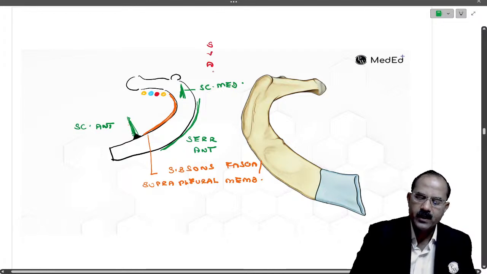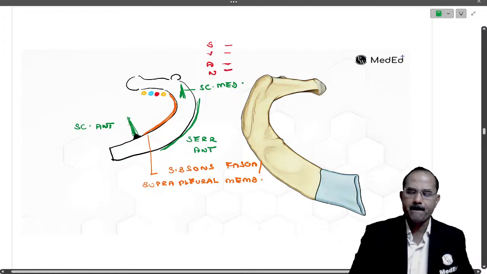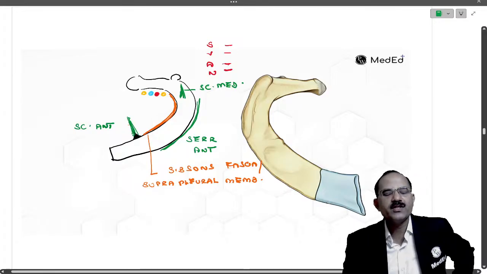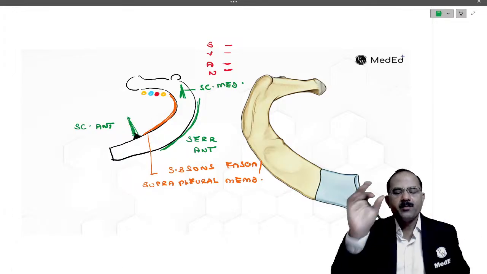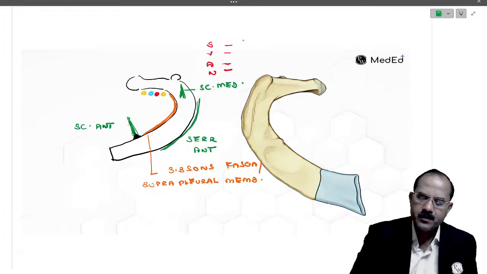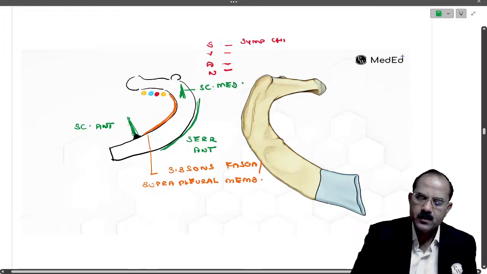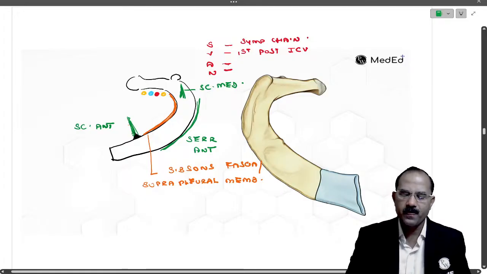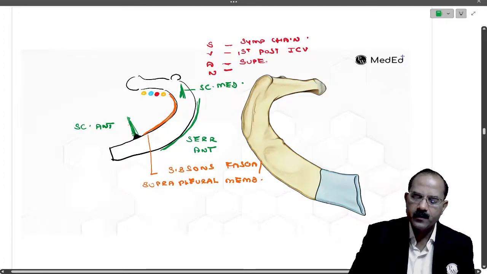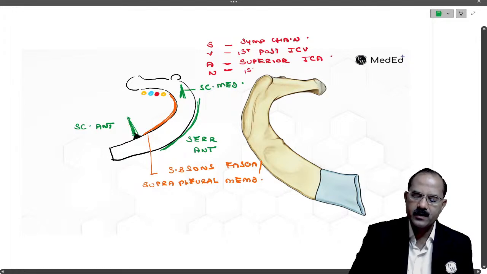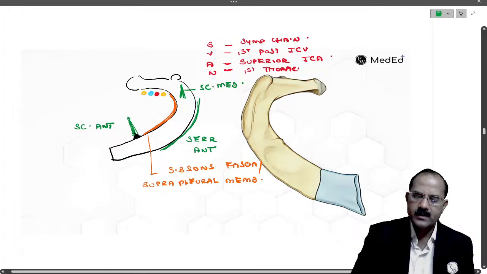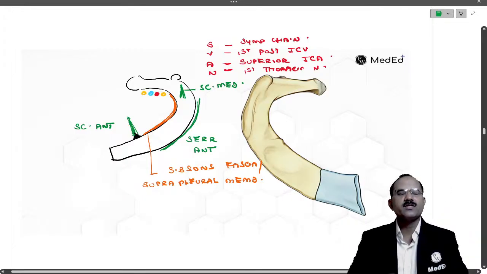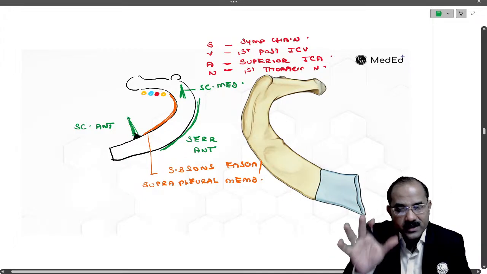It is SVAN. Swan. A mnemonic. Relations of the neck of the first rib. A very important MCQ. What is S? S is the sympathetic chain. What is V? V is the first posterior intercostal vein. A is the superior intercostal artery, and N is the first thoracic nerve. Students, just remember this, and this is an extremely important MCQ.